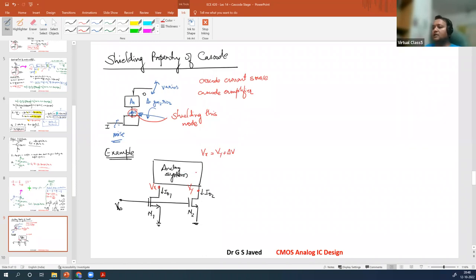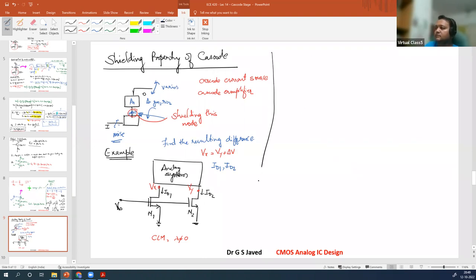Now, what will be the resultant difference in the current? Assuming you have channel length modulation, so lambda is present, lambda is not equal to zero. What is the resulting difference between ID1 and ID2 due to this Vx and Vy? So in this system, how do you build it? Now let us see.